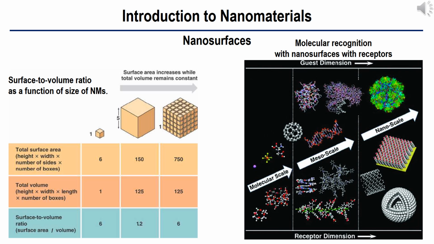Nanomaterials can work as functional nanosurfaces. Nanosurfaces indicate either the surface-modified nanomaterials or functionally modified surface of the nanomaterials. Let us first think about the surface-to-volume ratio as a function of size of the nanomaterials. As shown in this table, the surface-to-volume ratio inversely decreases with increasing the size.